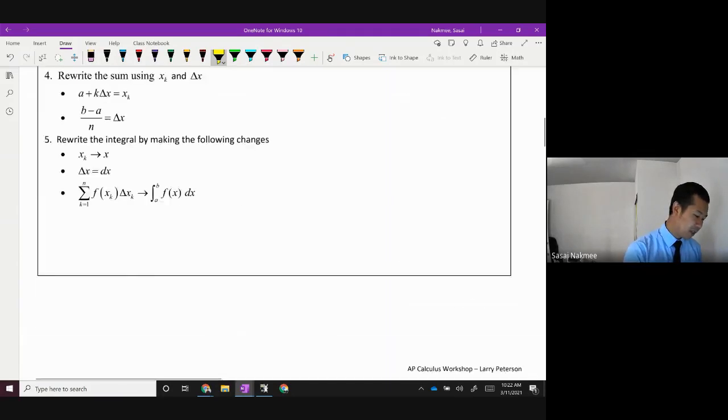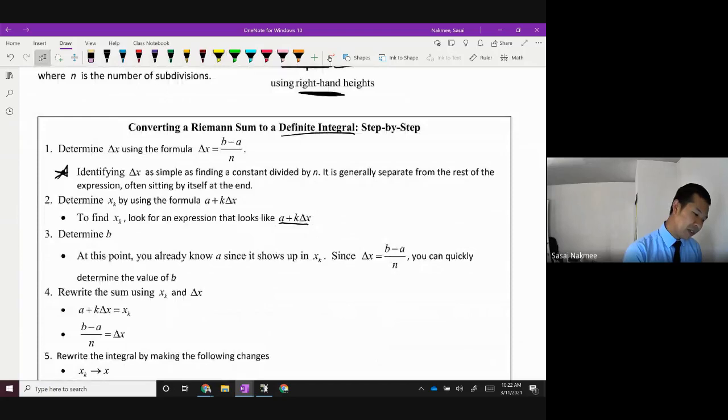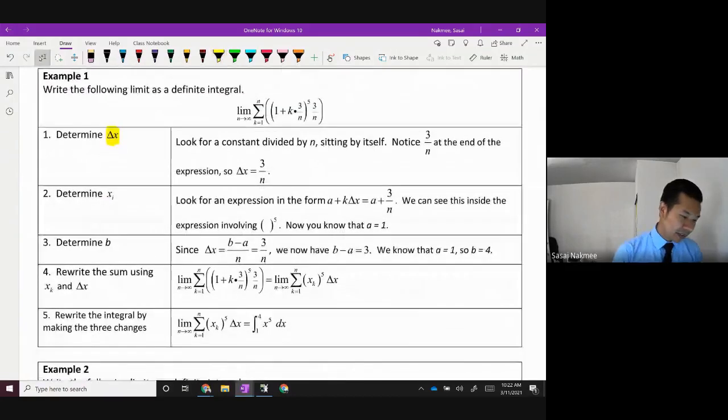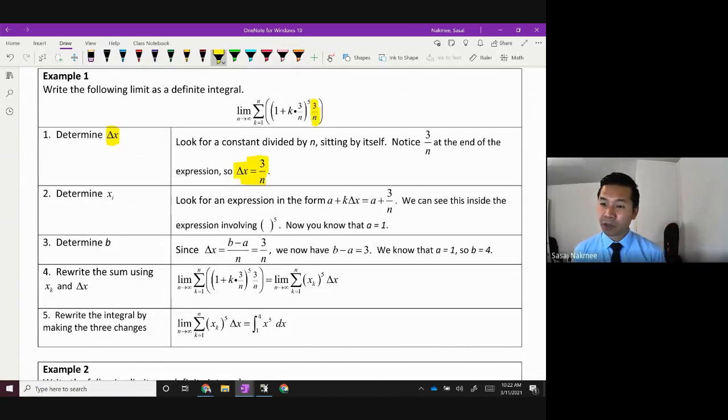Remember, the trick to find out what delta x is: you're looking for something that's divided by n that's sitting by itself, right? So take a look here. Do you guys see the delta x here? The delta x is sitting by itself right here on the outside. Delta x is going to be equal to 3 over n. You guys okay? 3 over n, right there.